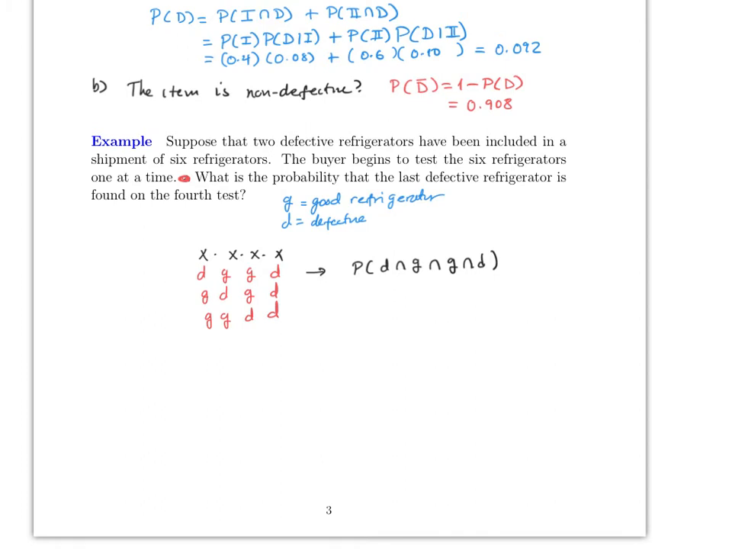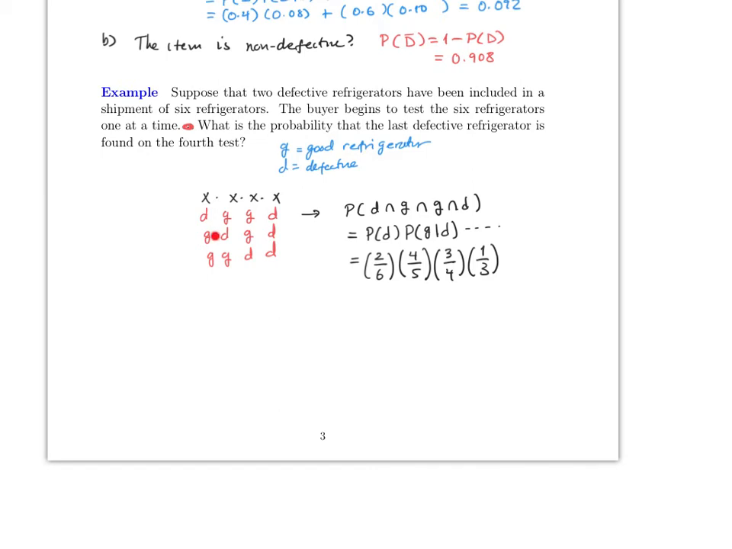Now using the formula from 2.8, this will be the same thing as the probability that the first one is defective times the probability that the second one is good, given that the first one was defective, and so forth. So the probability that the first one is defective will be 2 out of 6, because at that point you have 6 refrigerators to choose from. Now you have 4 that are good, but you only have 5 to choose from. And now you have 3 good ones left and 4 to choose from, so it will be 3 over 4. And then finally it will be 1 over 3, because there's only one left that is defective.